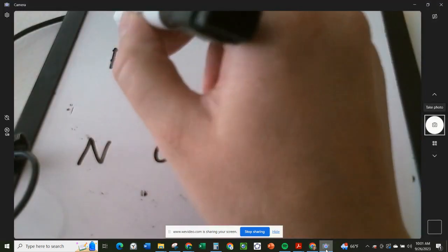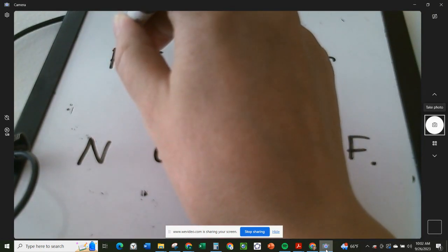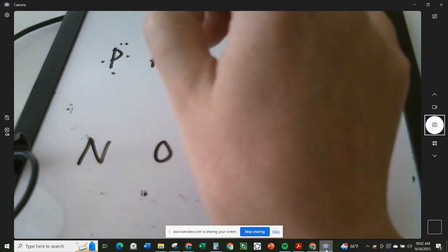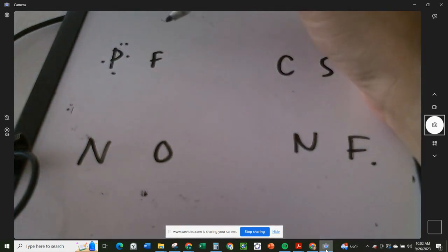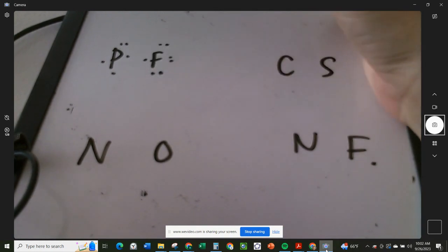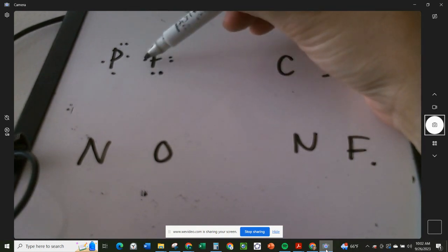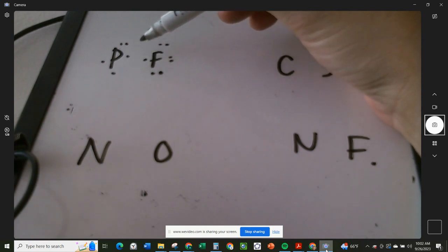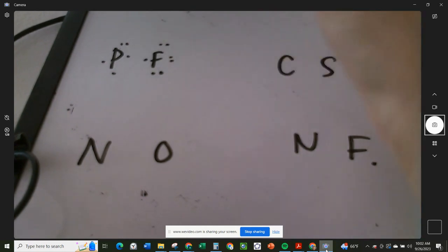So when we draw phosphorus, it has 5 valence electrons, so it wants to bond to 3 things. Fluorine has 7 valence electrons, so it wants to bond to 1 thing. So we can say this one wants to bond with 3 things and this one wants to bond with 1. So we just need 3 ones to go with our 3.